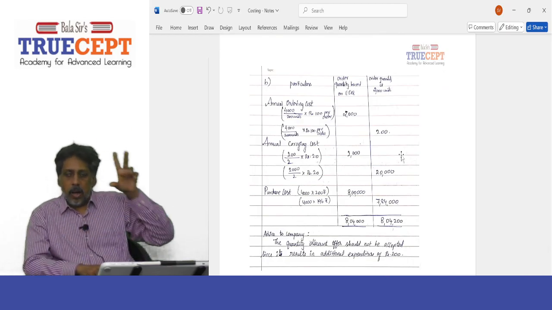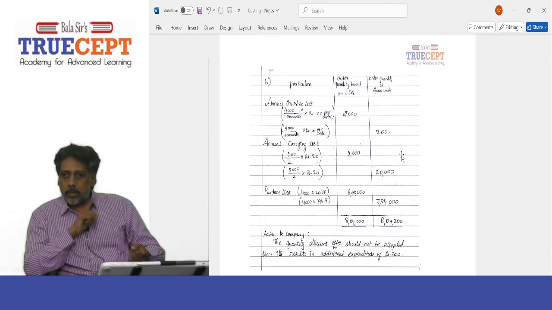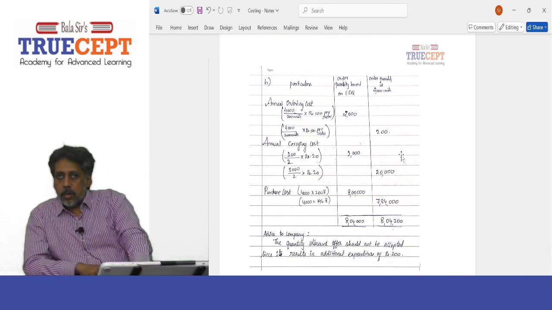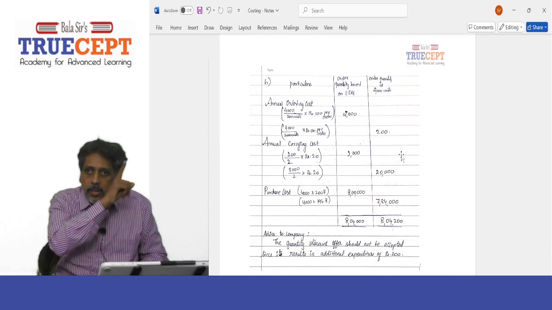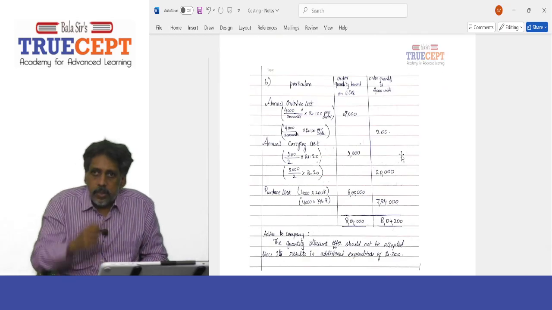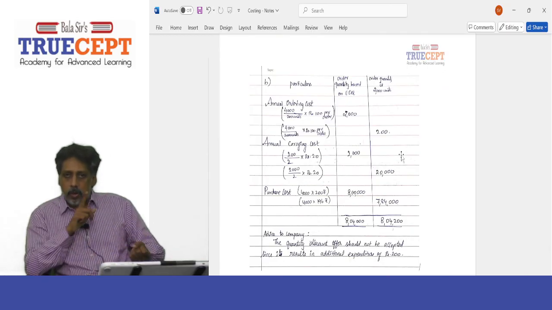Now how to find it based on 2,000 components? 2,000 is the order quantity divided by 2. On average, you carry 1,000 components or 1,000 units. That into rupees 20. Don't take 10% of 196. Is that fine? Because they say very clearly the inventory holding cost does not change with the purchase price change, right? Therefore, rupees 20, how much do you get? 20,000.